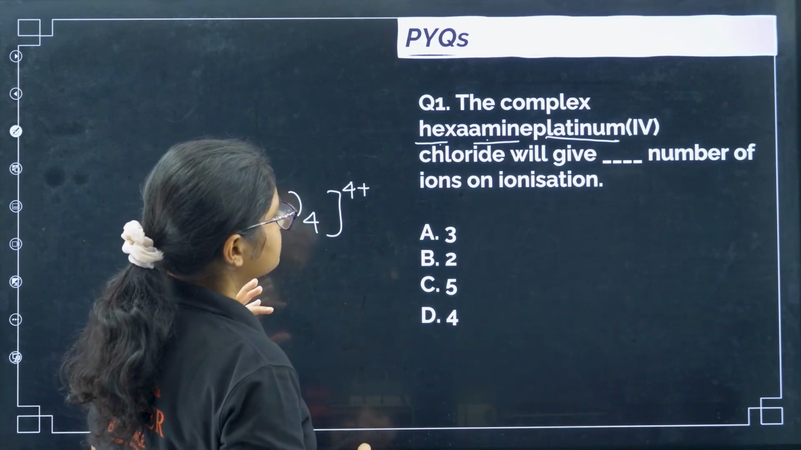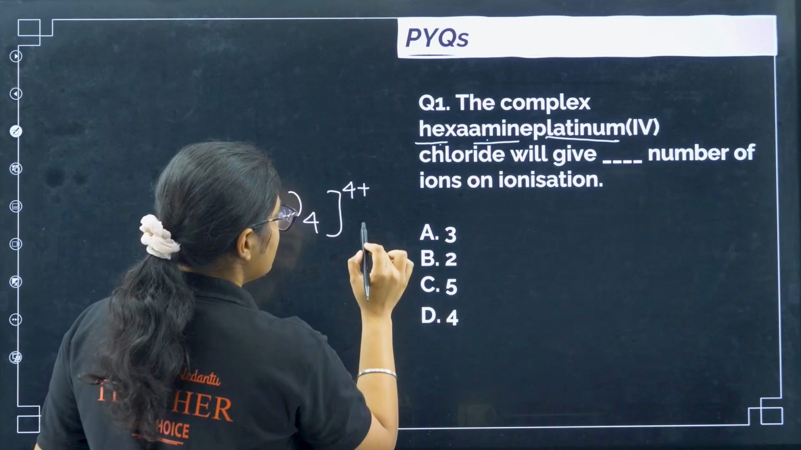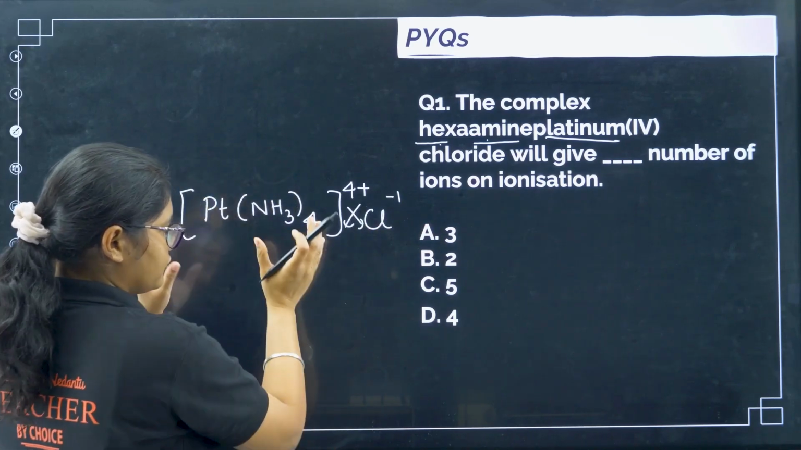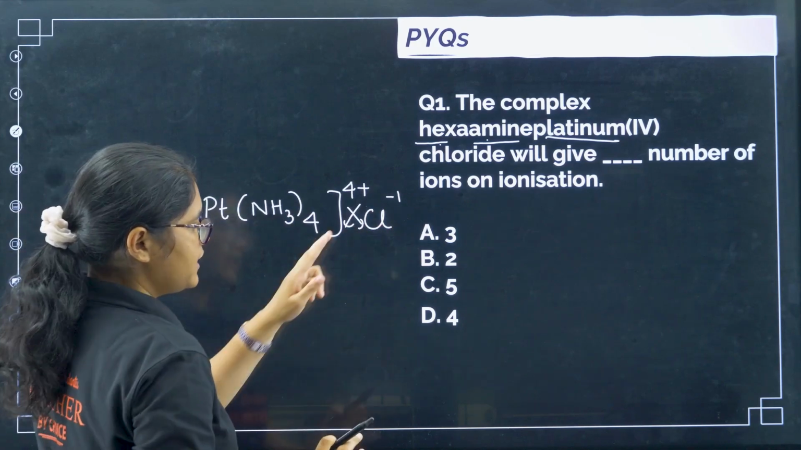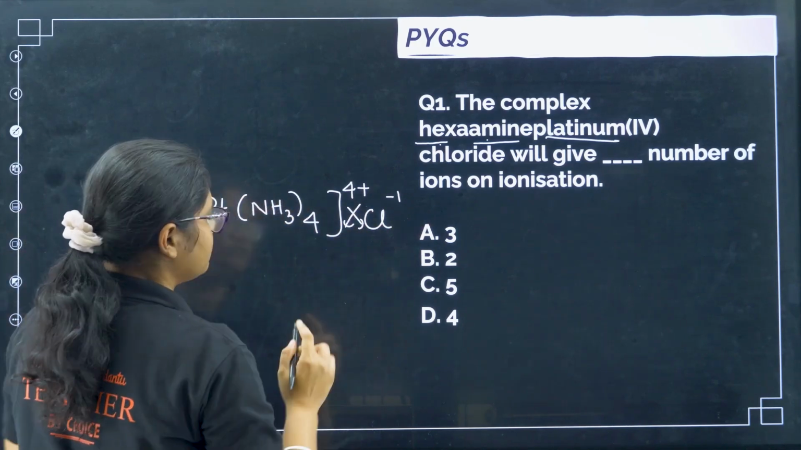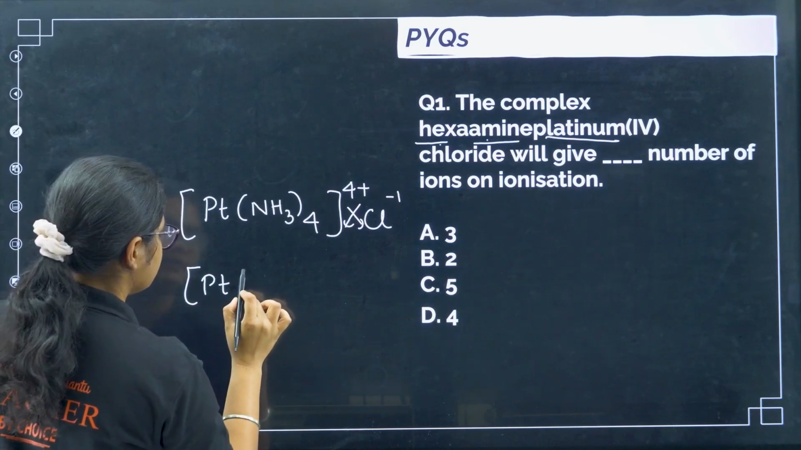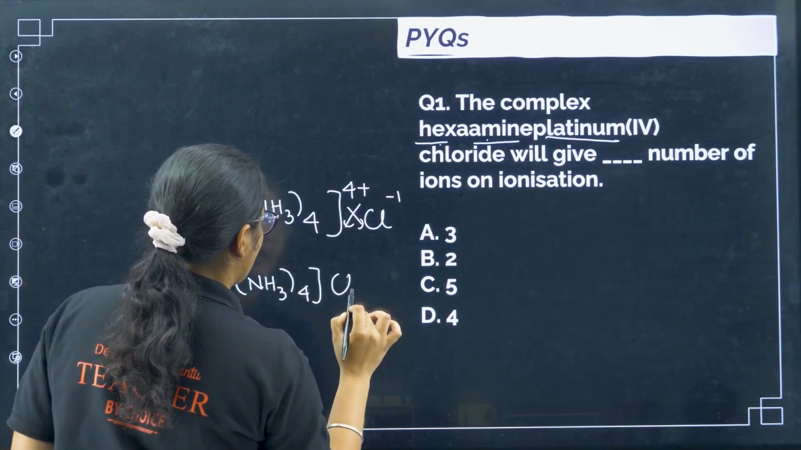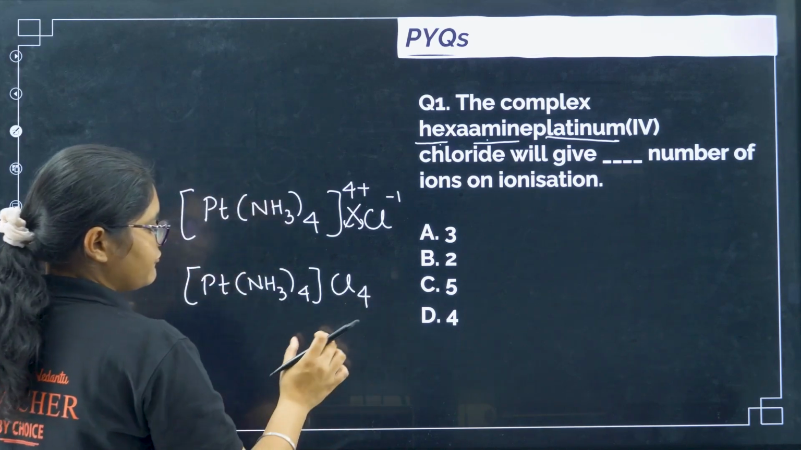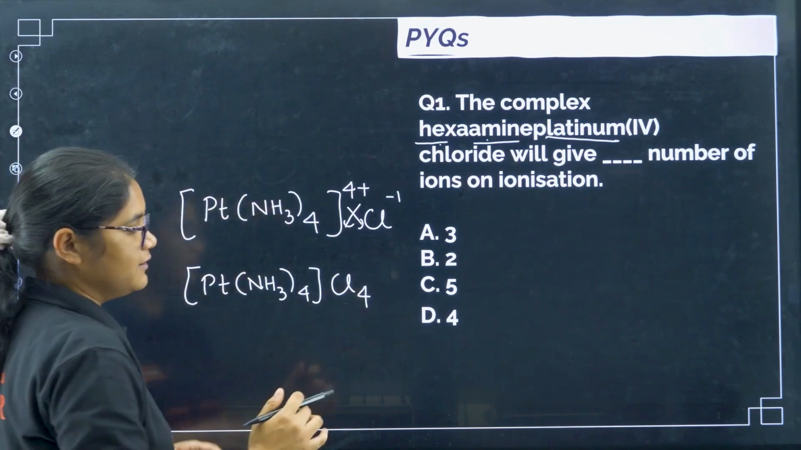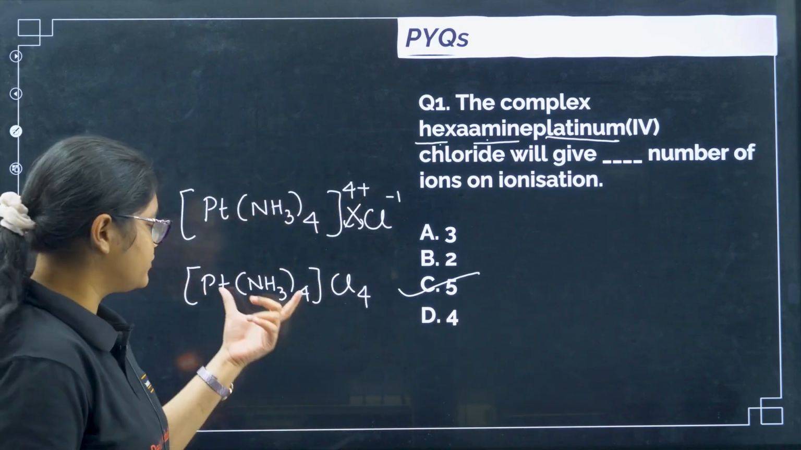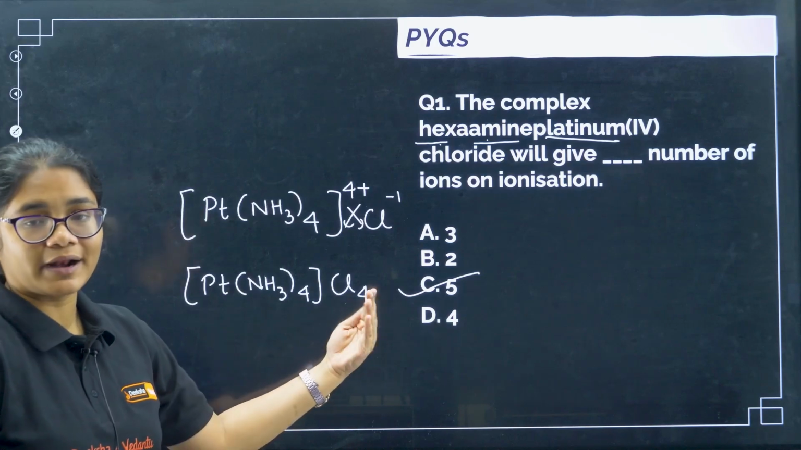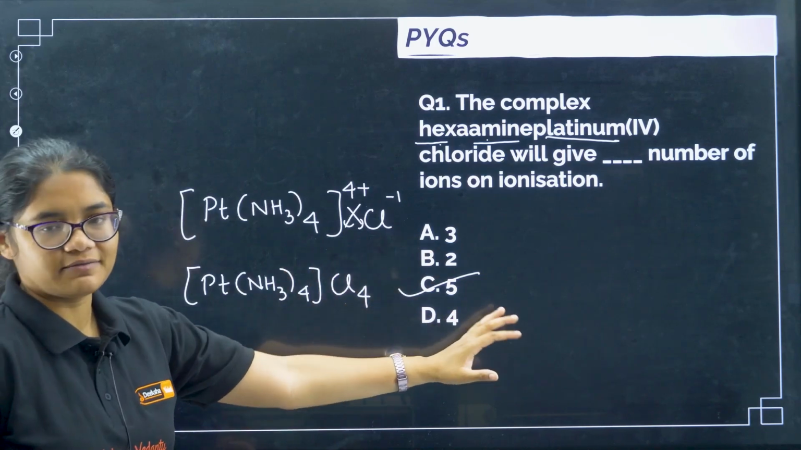Now see, chloride is there outside, so I will write Cl minus 1. So we have this complex and we have a chloride ion as well. When these two form the compound, I will get Pt(NH3)4 and Cl4. So the total number of ions produced here is 4 plus 1, 5. So that is option number C. I told you this one will not dissociate, this one will remain as it is in the solution, and you will get 4 chloride ions. So total 4 plus 1, 5 ions we will get.